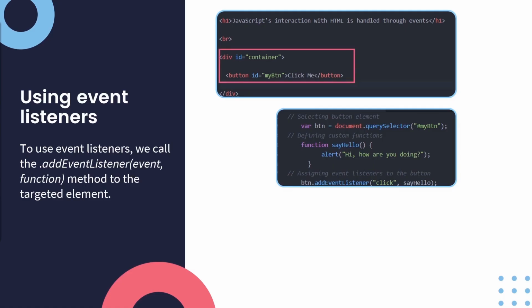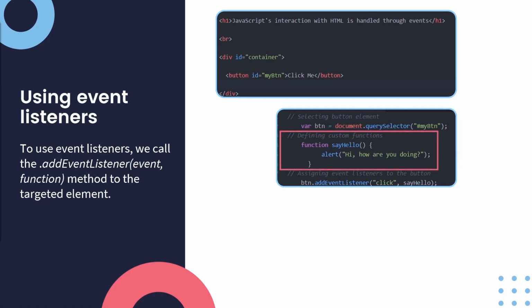In our HTML code, we've got a simple div container with an ID of container. We've got a button inside of that container with an ID of myButton that simply says "click me." Now let's jump over to our JavaScript code. Here we simply define a function called sayHello, and this function is just going to throw a pop-up, or an alert, that says "hi, how are you doing?"